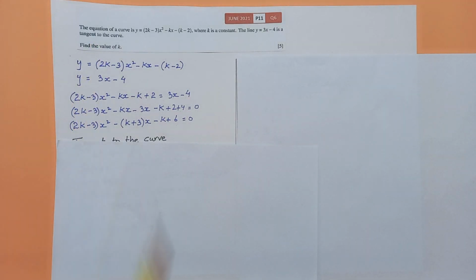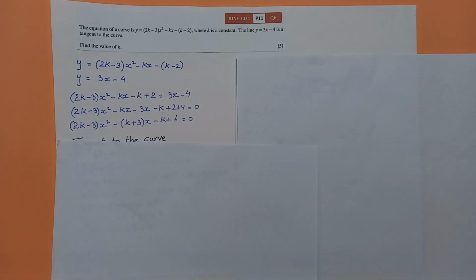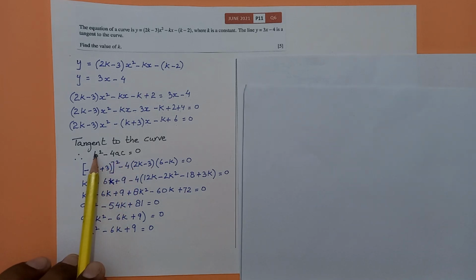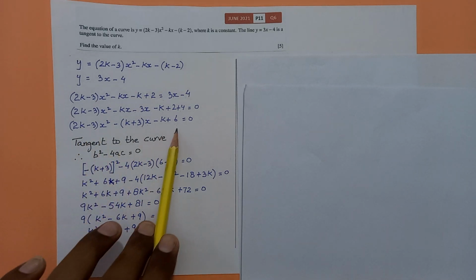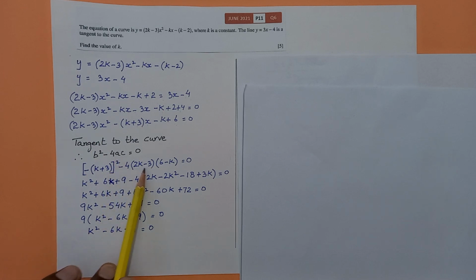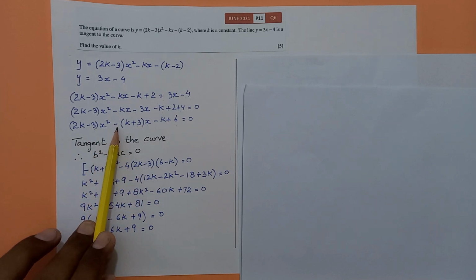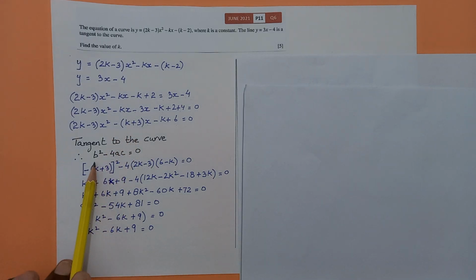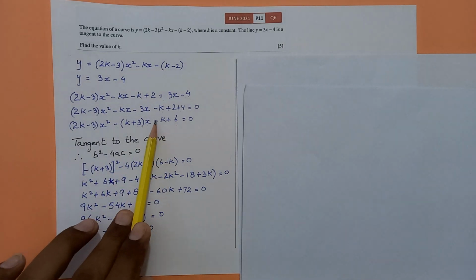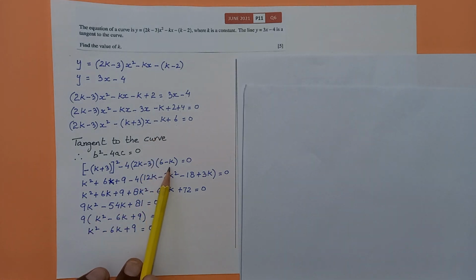Because the condition is a tangent to the curve, that means the discriminant would be equal to 0. Discriminant means b² minus 4ac would be equal to 0. Just place the values of a, b and c from the given quadratic equation, where a is equal to 2k minus 3. B is equal to k plus 3 with this negative sign, so instead of b, we have written negative (k plus 3) and b square. And c is equal to positive 6 minus k.